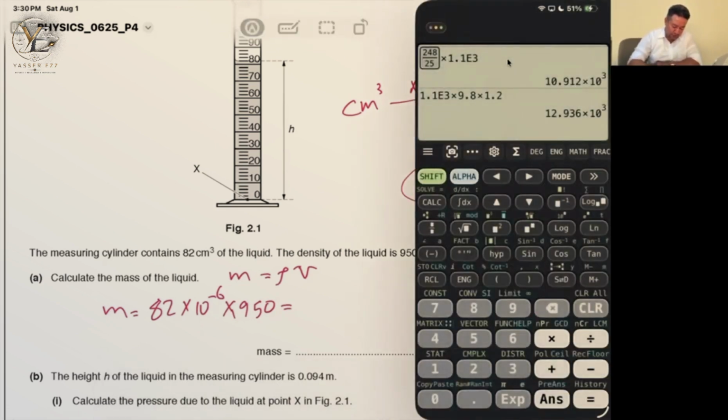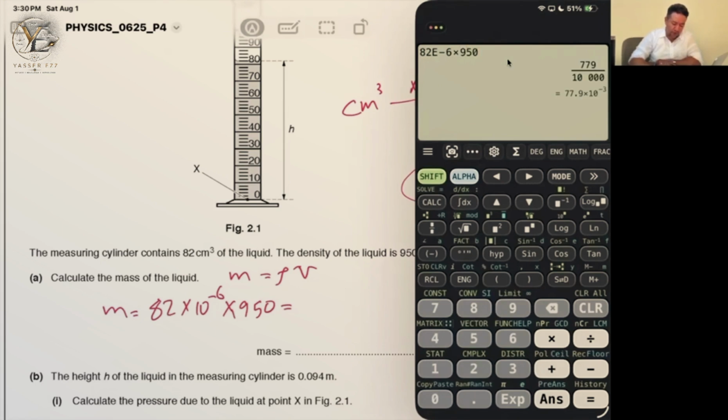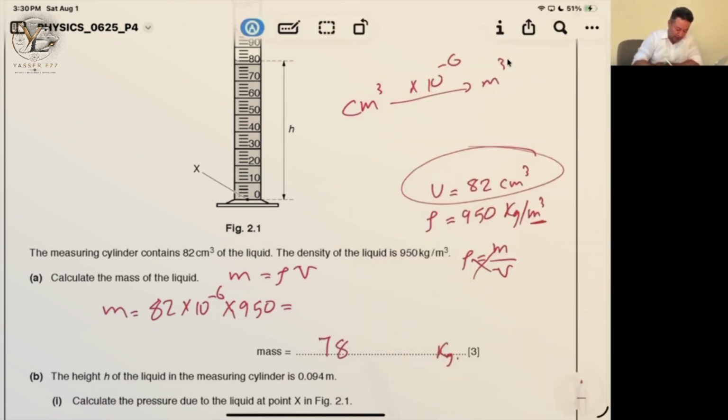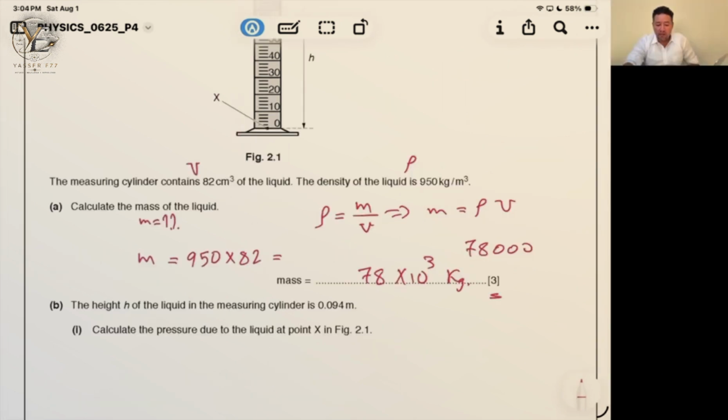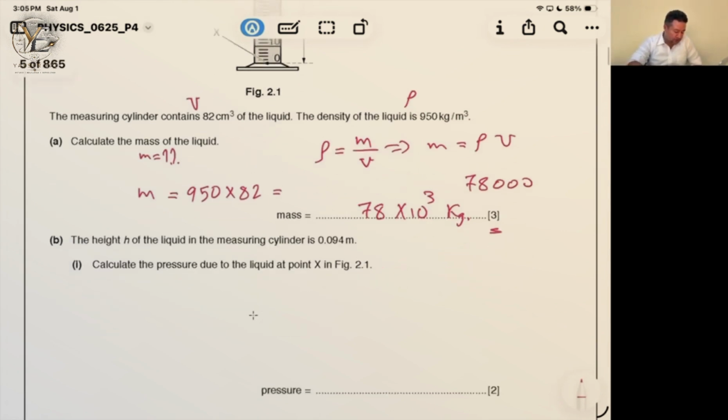So it's 82 times 10 to the power of negative 6 multiplied by 950, which is equal to 78 times 10 to the power of negative 3 kilogram. That's for the first part of the question. Okay, Shabab? Let's go to the second part.